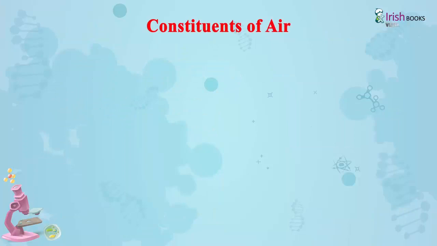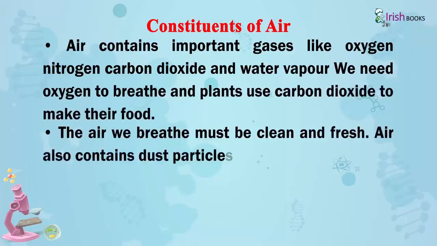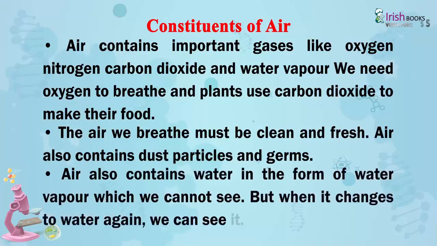Constituents of air. Air contains important gases like oxygen, nitrogen, carbon dioxide, and water vapor. We need oxygen to breathe, and plants use carbon dioxide to make their food. The air we breathe must be clean and fresh. Air also contains dust particles and germs. Air also contains water in the form of water vapor, which we cannot see. But when it changes to water again, we can see it.